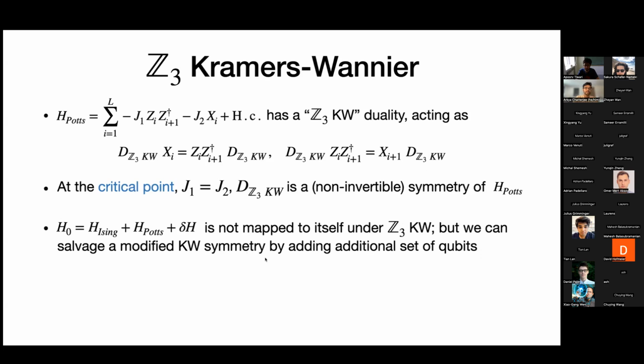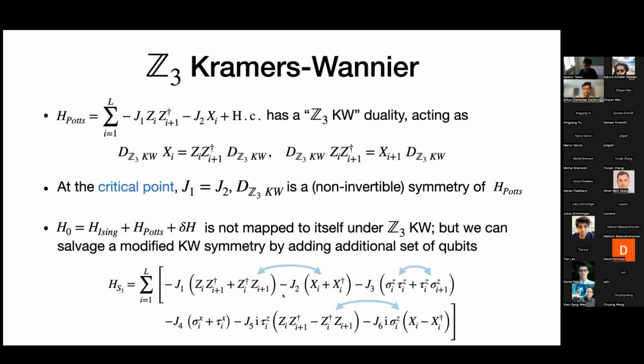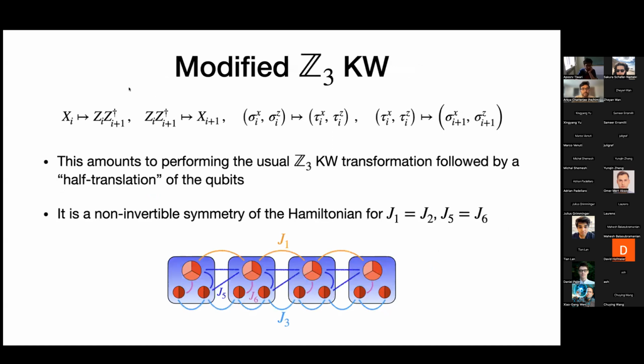And one simple way of salvaging some kind of Kramers-Wannier is by adding some more qubits. So I label them as sigma and tau. And the way it acts is you do your ordinary Kramers-Wannier and you do a half translation on the qubits. So when you square this guy, it becomes a translation on the qubits.